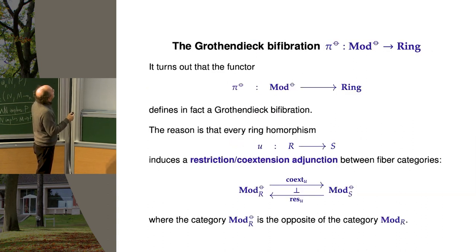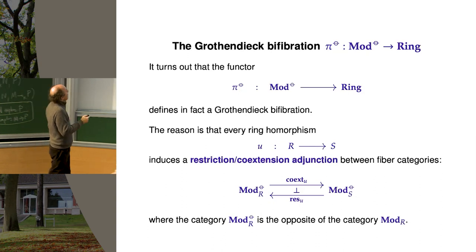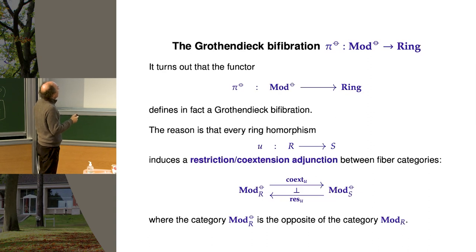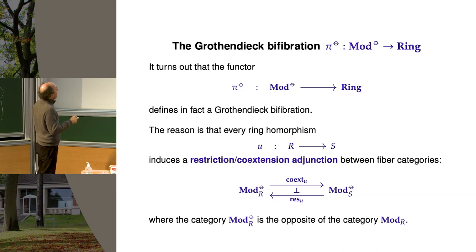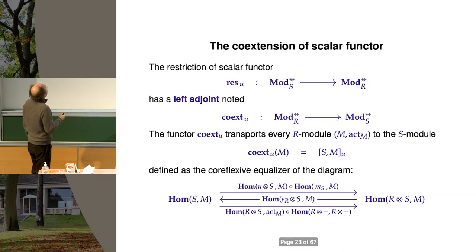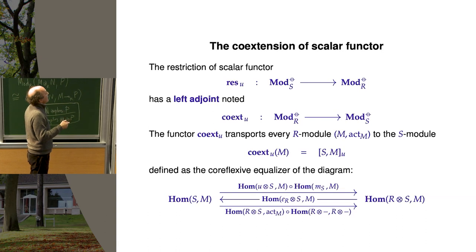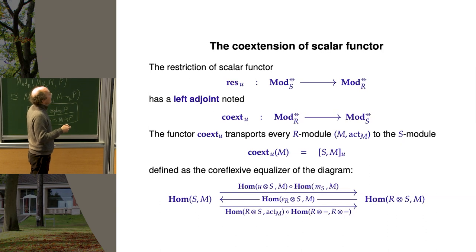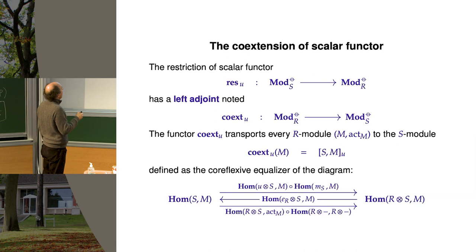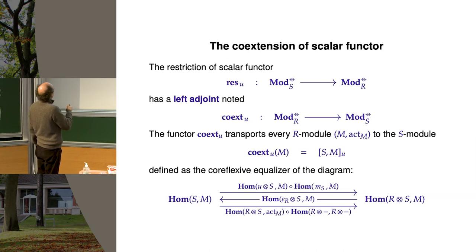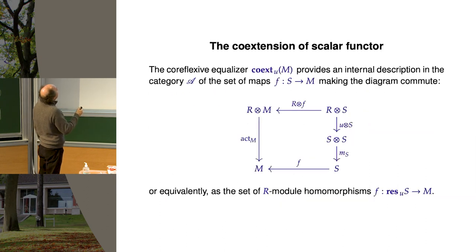So in particular, the functor defines a fibration, but more than that, it defines a bifibration, because there is a co-extension adjunction here, where fiberwise we have the same restriction functor from an S module to an R module, given a map here, but now we have a co-extension, which in fact defines a left adjoint to the restriction. And this co-extension is defined as an equalizer diagram here. Equalizer means you have a map here, and what the equalizer does, in fact, is provide an internal description of the set of maps from S to M, making this diagram commute.